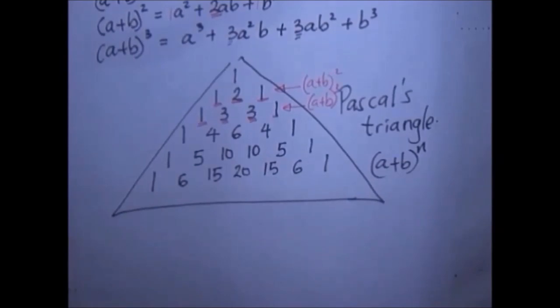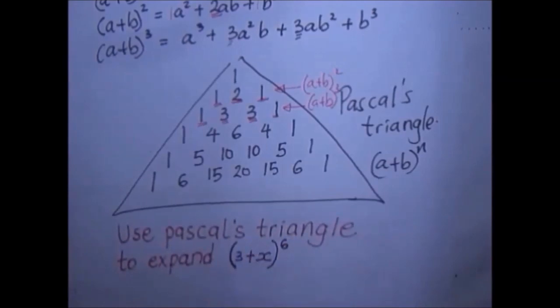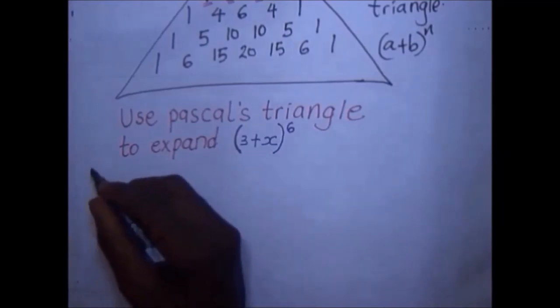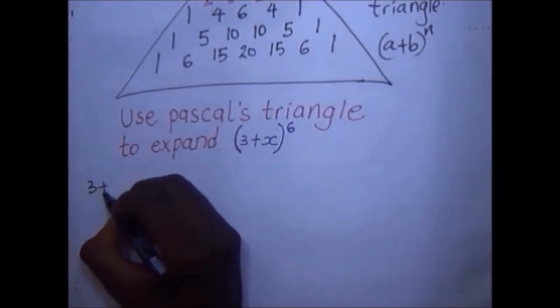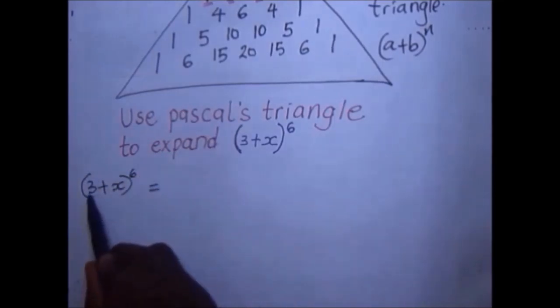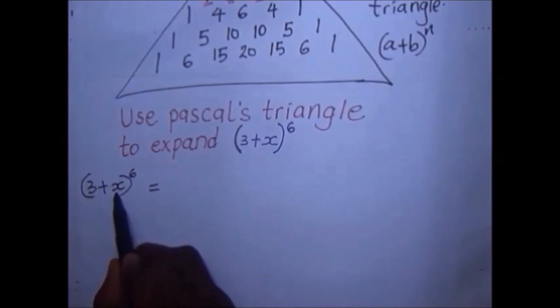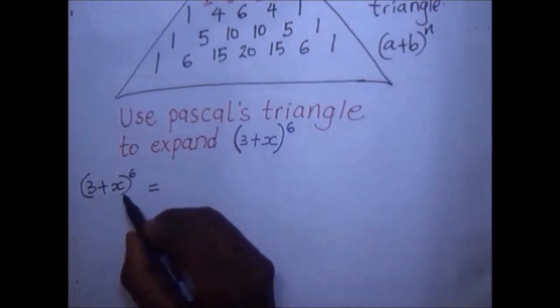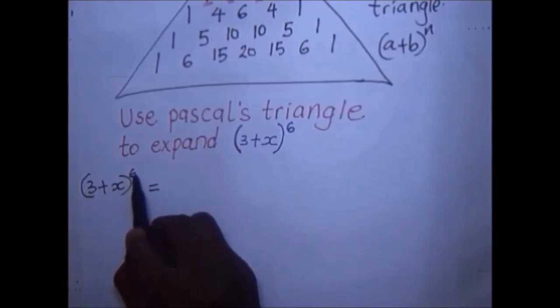So we shall look at an example where we use Pascal's triangle to expand. Use Pascal's triangle to expand (3 + x)^6. So we start by calculating: what is (3 + x) to the power 6? This is the first term, this is the second term, and we are expanding to the power 6.